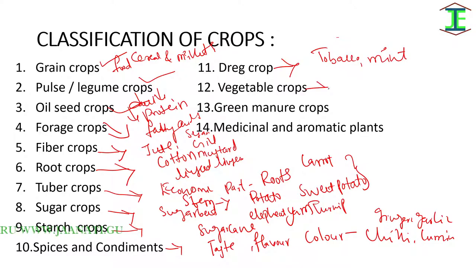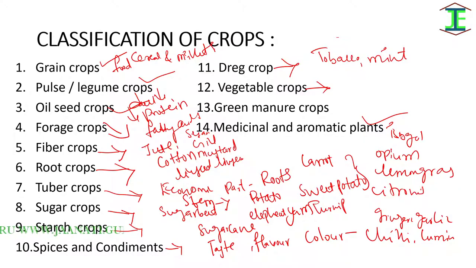Vegetable crops are solid vegetables or leafy vegetables. Next, green manure crops. Green manure crops are grown for green manure to improve the soil fertility. And then next, medicinal and aromatic plants. Under these plants, we have isabgol, opium poppy, lemongrass, citronella grass. This all comes under medicinal and aromatic plants.